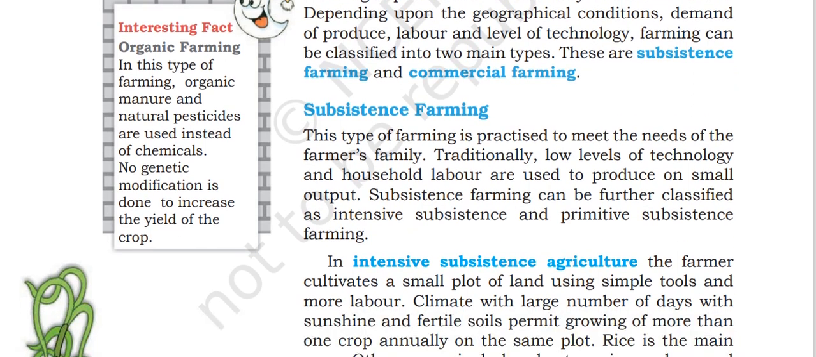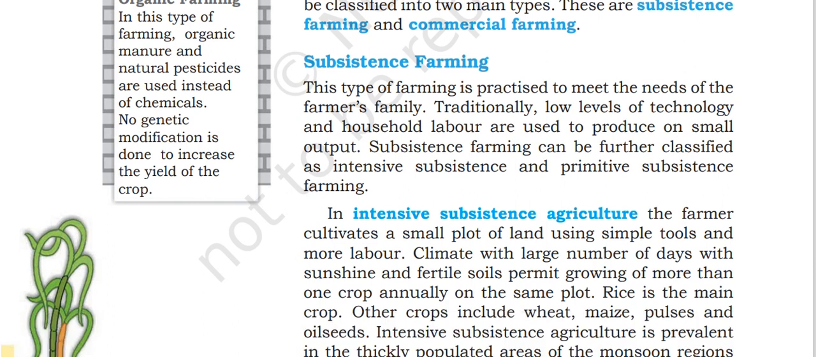Subsistence farming is practiced to meet the needs of the farmers, where traditionally low levels of technology and household labor are used to produce a small output. Subsistence farming can further be classified as intensive subsistence and primitive subsistence.